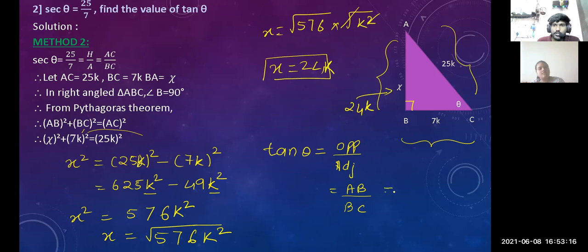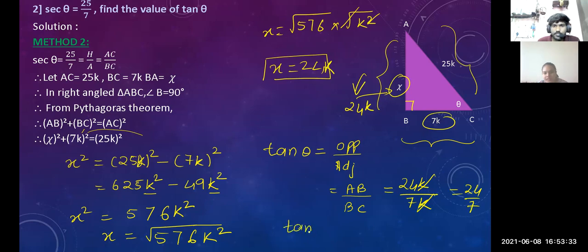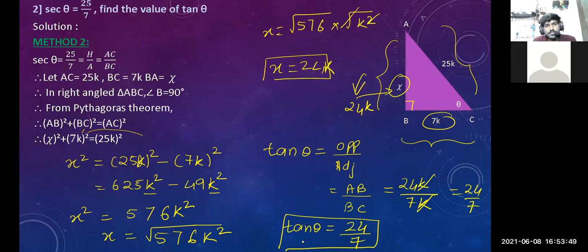So AB is x and x we got 24K. So put here 24K. BC is 7K. K and K cancelled and you have 24 upon 7. What if it was 21K? Then we could have cancelled 7 into 3. So tan theta is 24 upon 7, which is exactly the same as what we got from method 1. Is this clear? Write it down.